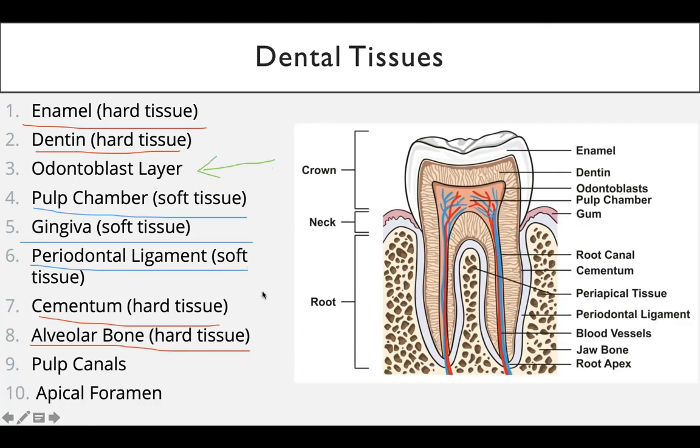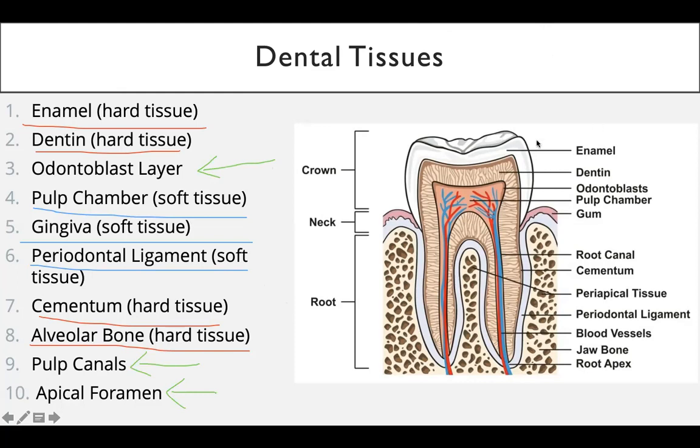Odontoblast layer, pulp canal, apical foramen. So we have 4 hard tissues, 3 soft tissues, and 3 others. Okay. So enamel, dentin, cementum, alveolar bone.